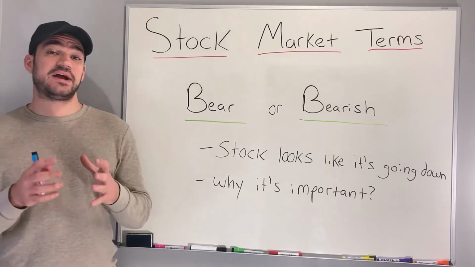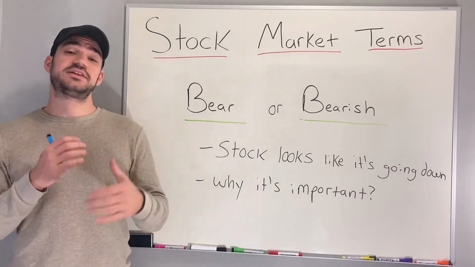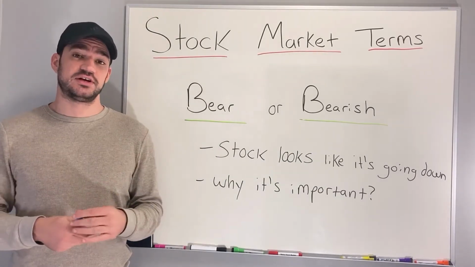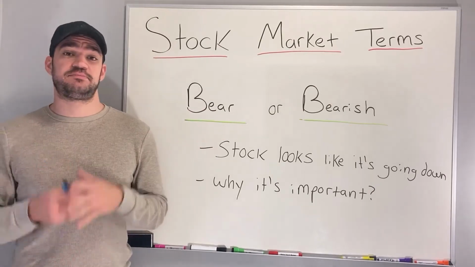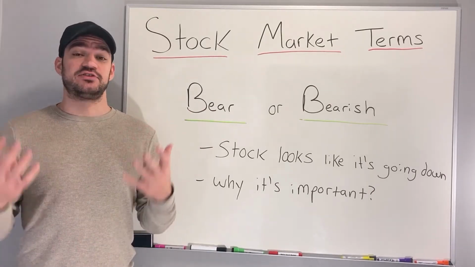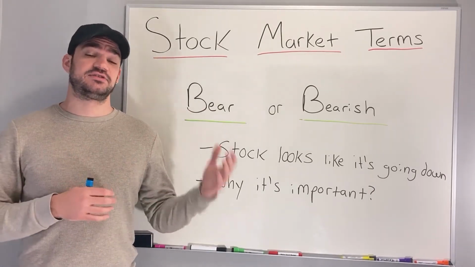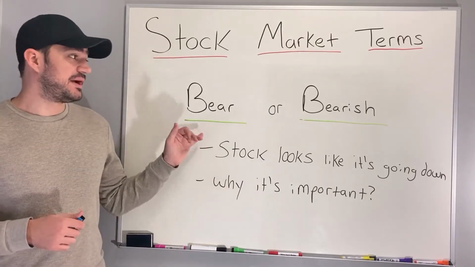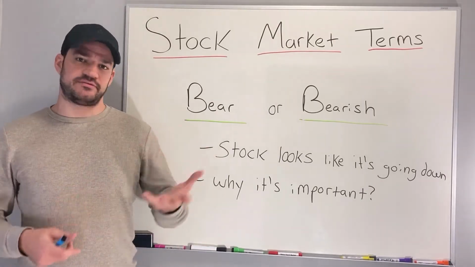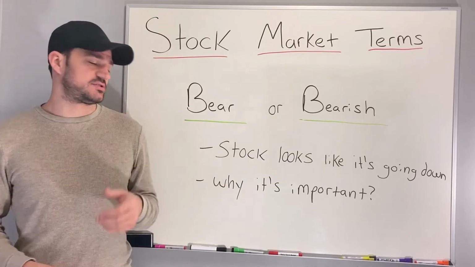Okay, so now we have bear and bearish, which is literally the complete opposite of bull and bullish. All bear and bearish means is that it's pessimistic. You think the stock's going to go down. You think the overall market is headed in a downward direction. So bear and bearish is literally just the inverse of bull and bullish.